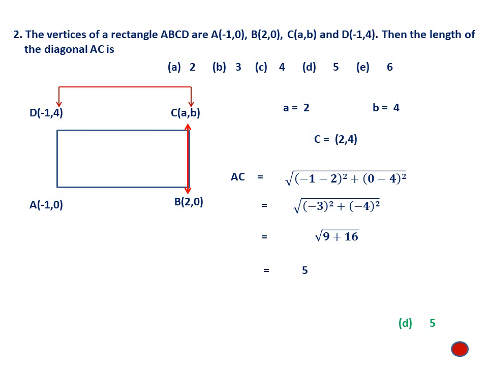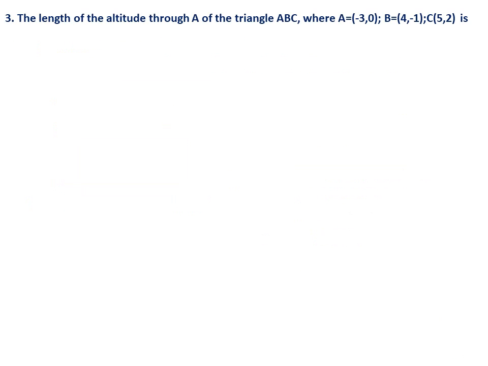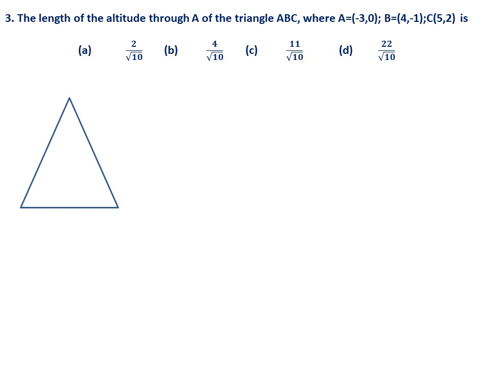So, this is the second question. Now, let us go to the next question. The length of the altitude through A of the triangle ABC, where A is (-3, 0), B is (4, -1), C is (5, 2), is. The options are 2 by root 10, 4 by root 10, 11 by root 10 and 22 by root 10. So, let us draw the diagram. A is (-3, 0), B is (4, -1), C is (5, 2).